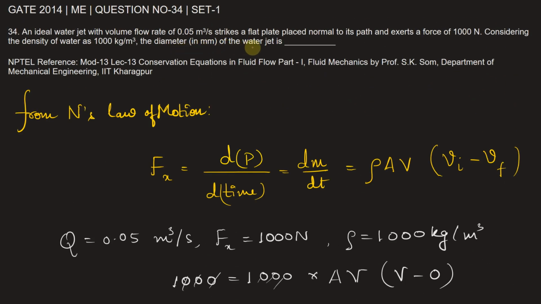So the diameter of the water jet in millimeter is 56.41.